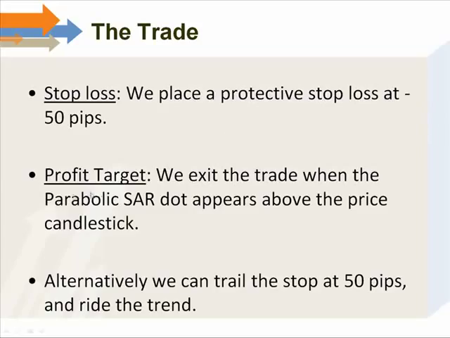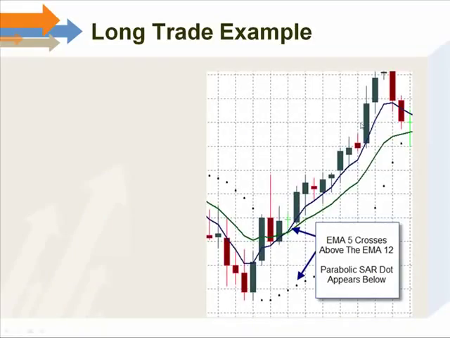And to exit the trade, we exit when the parabolic SAR dot appears above the price candlestick. Again, you can use the alternative exit method of trailing the stop at 50 pips. When you're just starting out, this method is the simplest, so that's the method that I'm going to use in the examples. So let's look at this here, and then we'll show you some real examples on the charts.